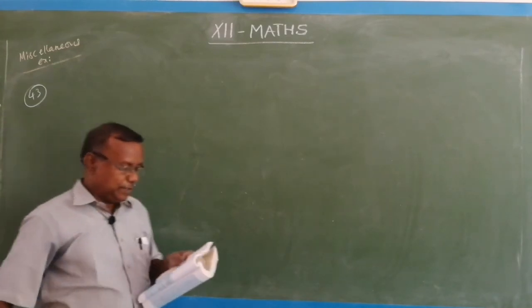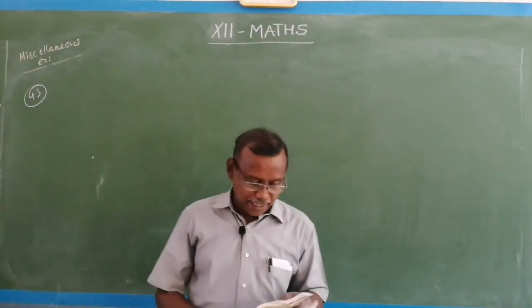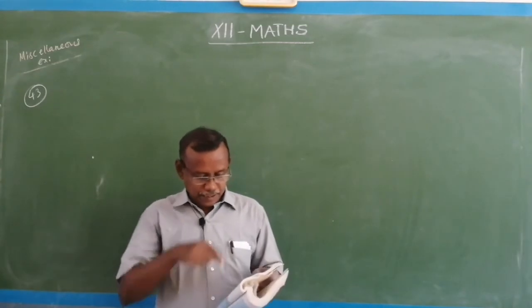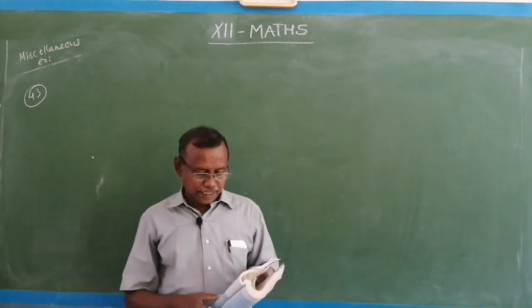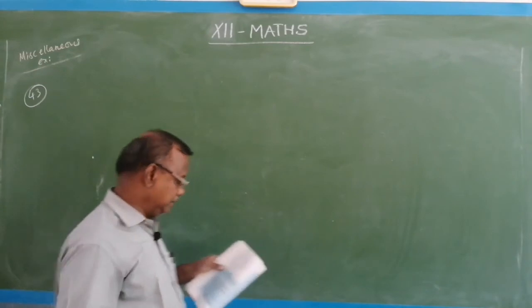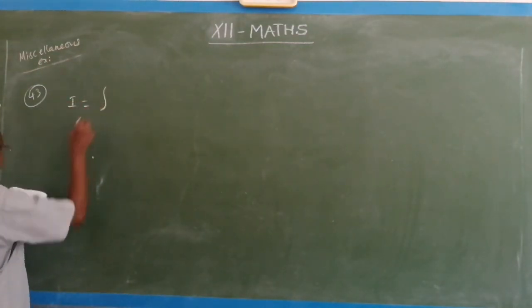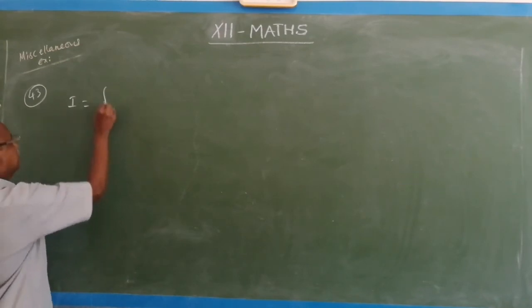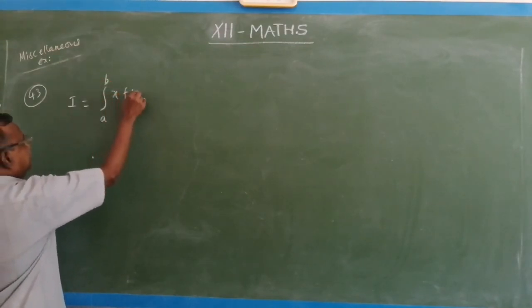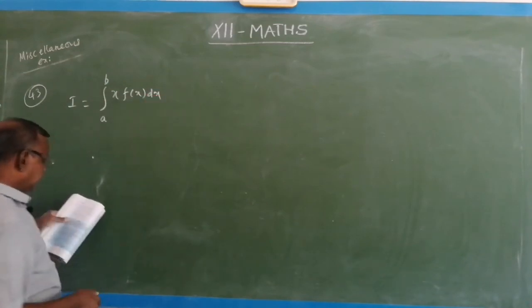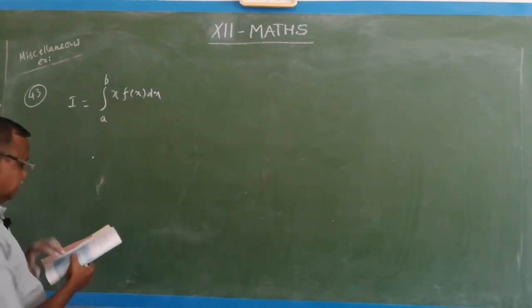We are given if f of a plus b minus x equals f of x, then integral a to b x into f of x into dx equals. So let us assume I equals integral a to b x into f of x into dx. So we need to find the value of this function.